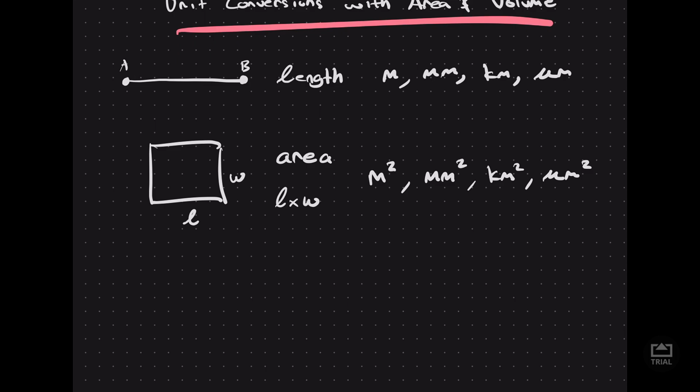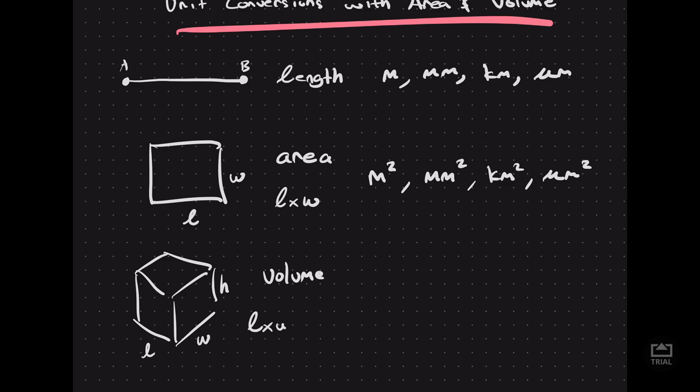And finally, if we're dealing with a volume, we're dealing with three dimensions. So we have a length, a width, and a height. So to calculate the volume of something, we're going length times width times height. So that would end up producing units of meters cubed, millimeters cubed, kilometers cubed, or micrometers cubed.